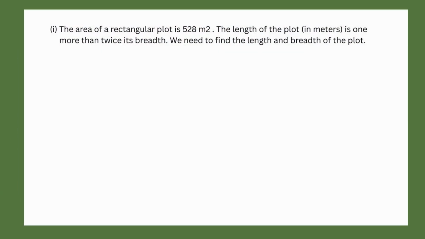Okay students, now here is question number 2 from exercise 4.1. Question number 2 का हम first part कर रहे हैं, that is, the area of the rectangular plot is 528 meter square. हमें area दिया गया है, right? तो सबसे पहले हम given लिख लेते हैं. Area is equal to 528 meter square, which is given to us.